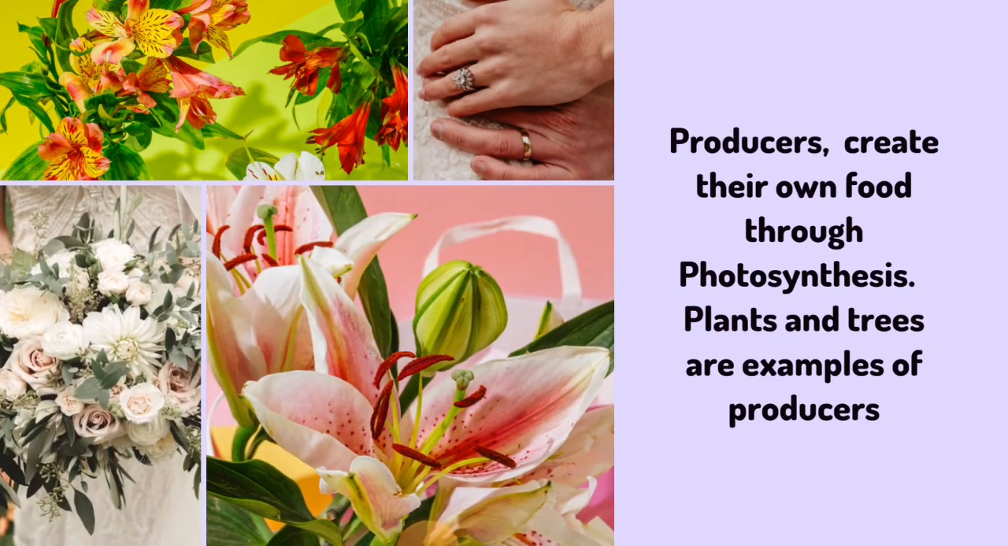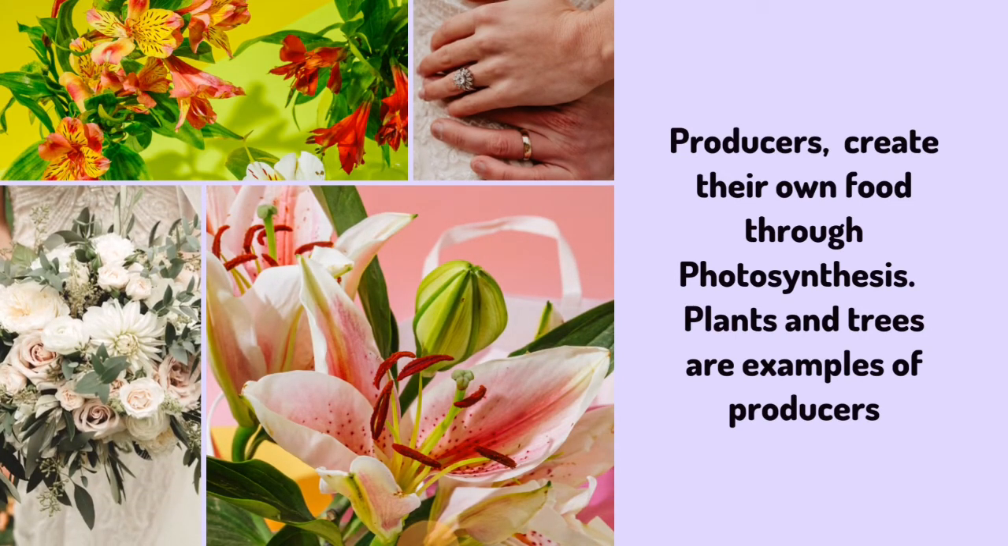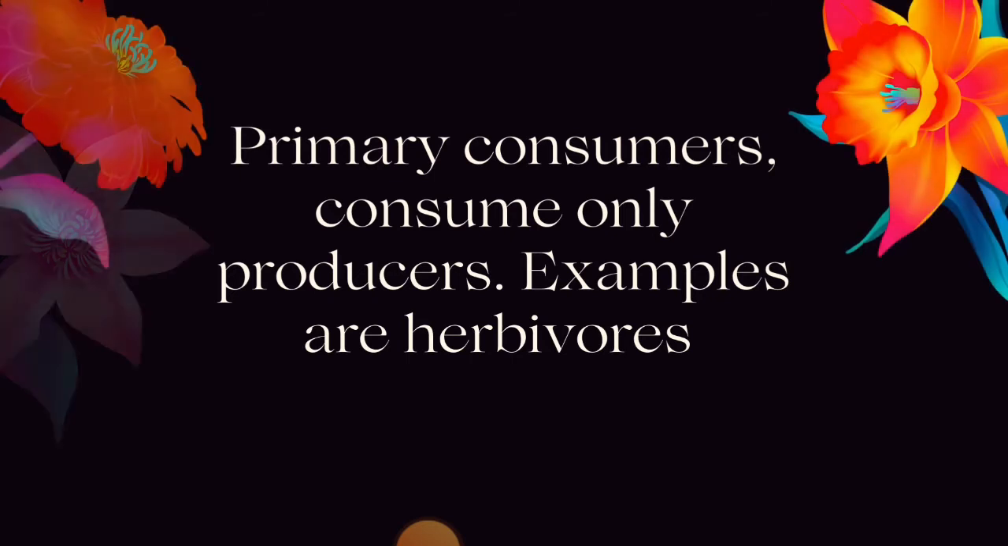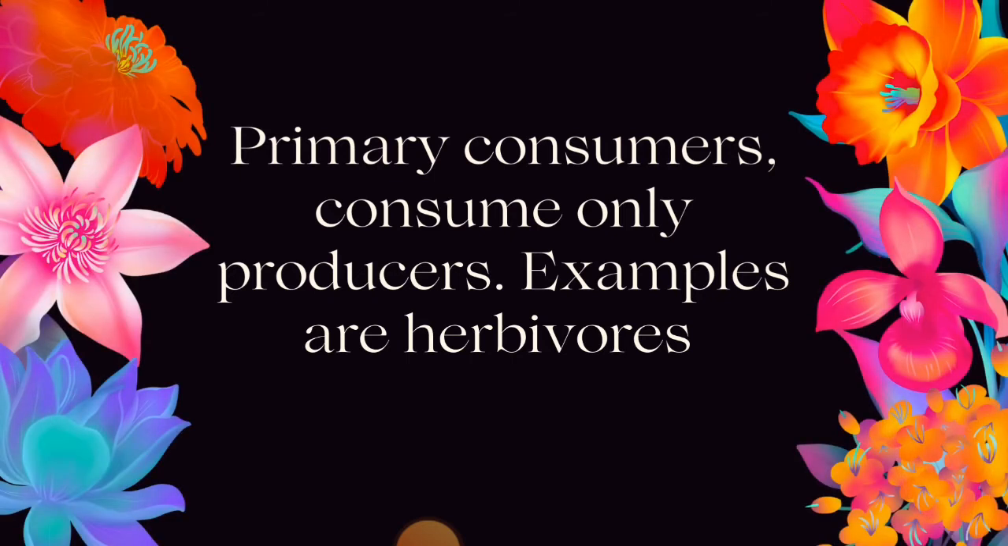So producers, like I said earlier, create their own food through photosynthesis, and plants and trees are examples of producers. In the presence of sunlight, water, air, and an ideal temperature, these green plants, with chlorophyll, of course, produce their own food. And without these green plants, these producers, there will be no food anywhere in the world, because these producers are being eaten by primary consumers.